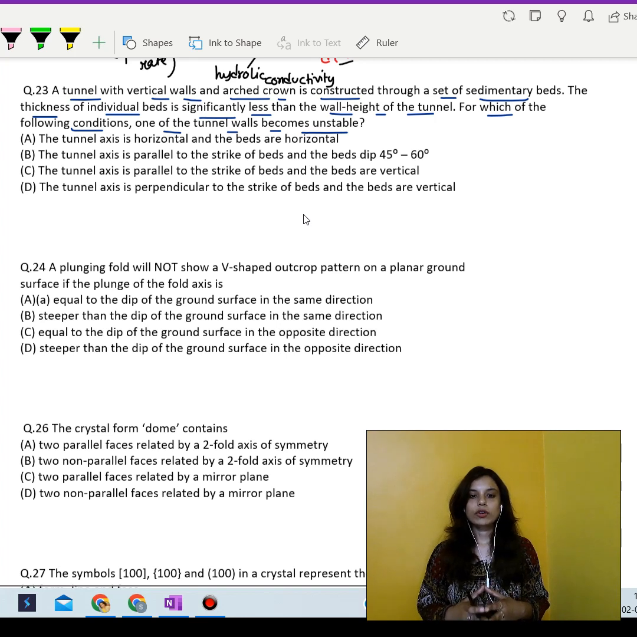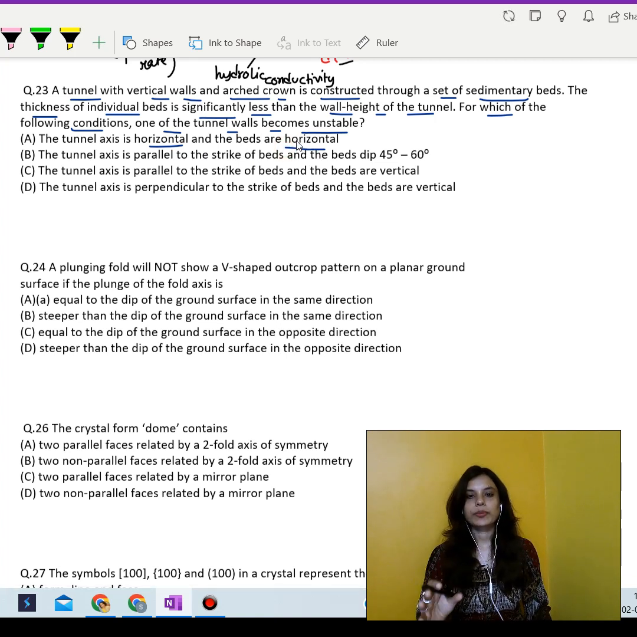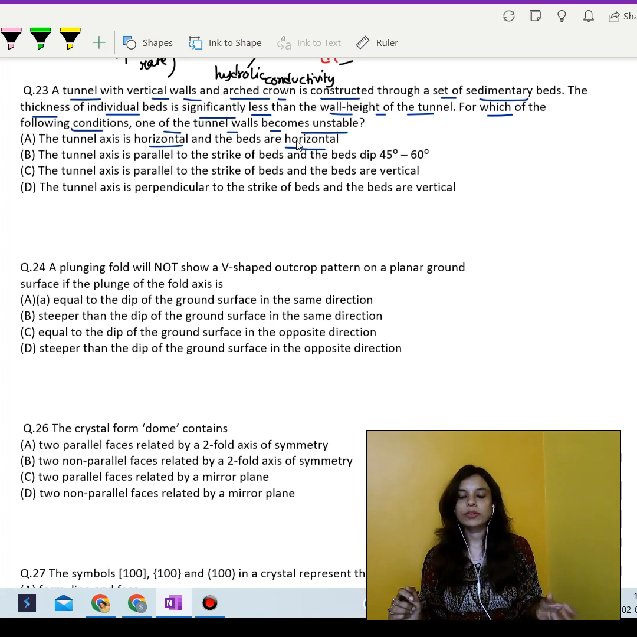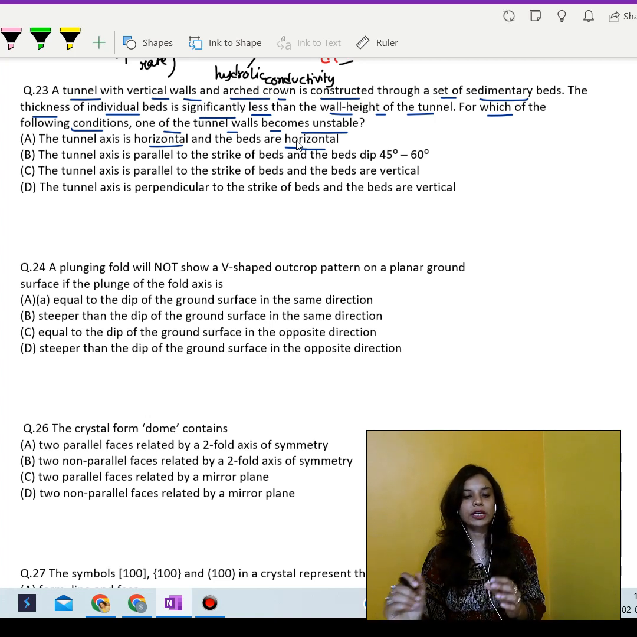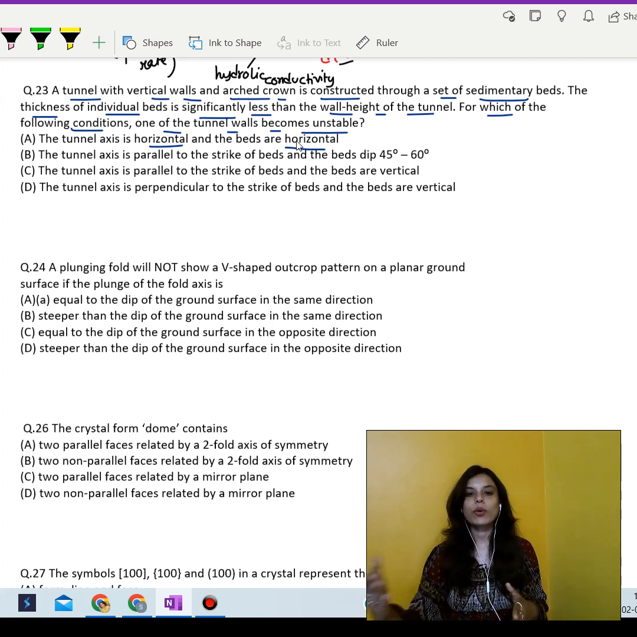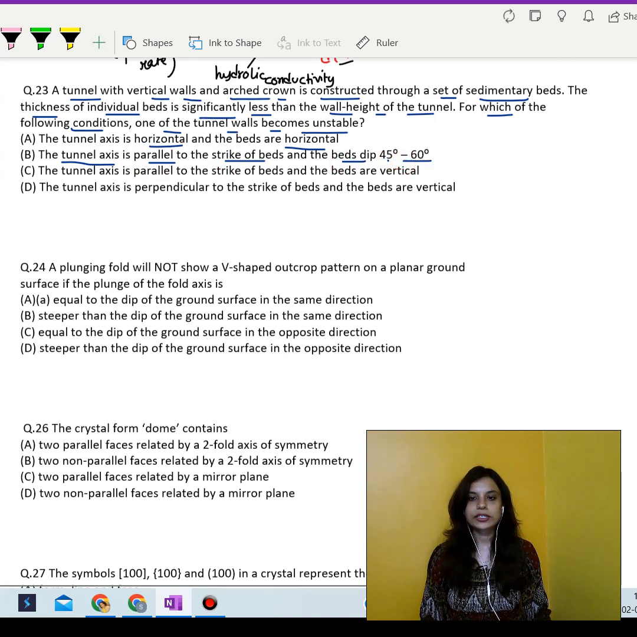The very first option is the tunnel axis is horizontal and the beds are horizontal. So in this scenario, what is happening? There is no dip in the beds and the weight of the overlying material is distributed evenly. So therefore, there is no significant risk of instability due to the orientation of the beds. Okay. Moving over to the second option, the tunnel axis is parallel to the strike of beds and the beds dip 45 degrees to 60 degrees.